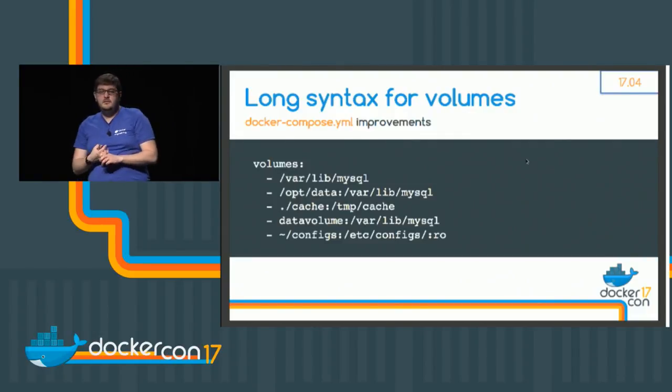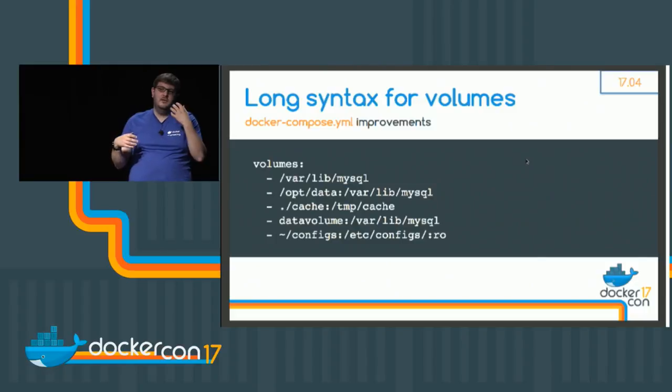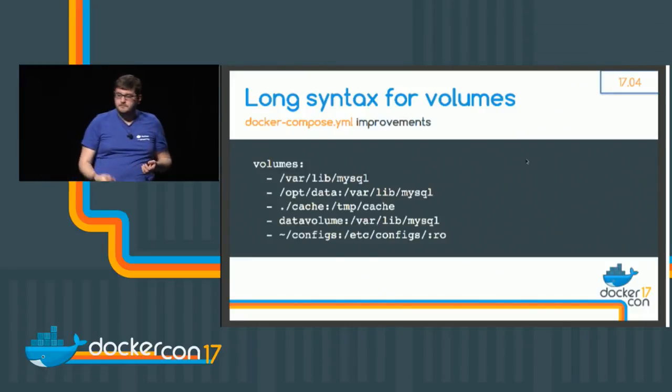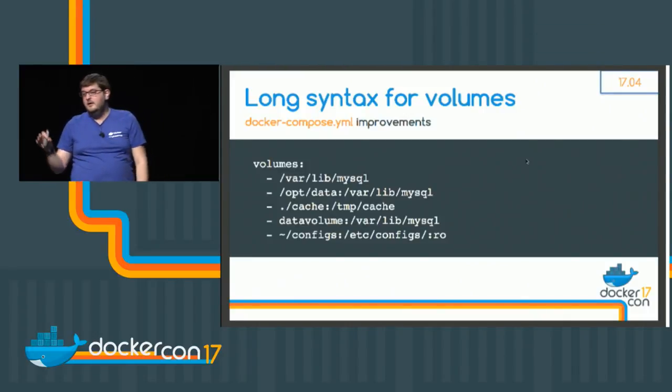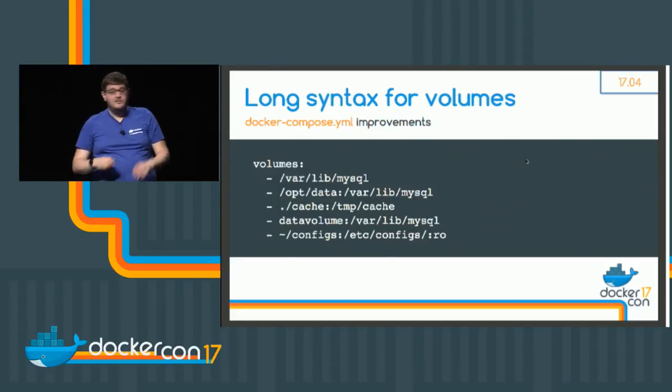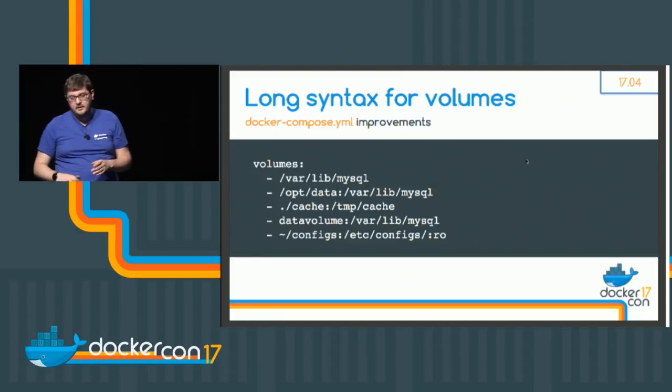The fourth line gets even more complicated because it's a named volume, here named data volume, that you want to put in a specific path in your container. And the last one, it's a bind. But as you can see here at the end, there is RO. It's to say you want to bind as read-only. So again, it works great in the CLI, but it's quite complicated to remember all of those options in the microformat. And so we introduced a long syntax for our volumes as well.